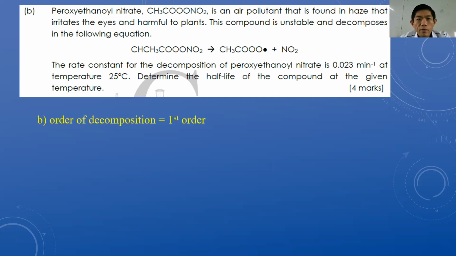So here, the order of the decomposition is first order. How do we know? It tells us from the unit. The unit is minute minus 1. So you use the half-life equation: t half is equal to ln 2 over k, or 0.692 divided by 0.023. You get 30.1.